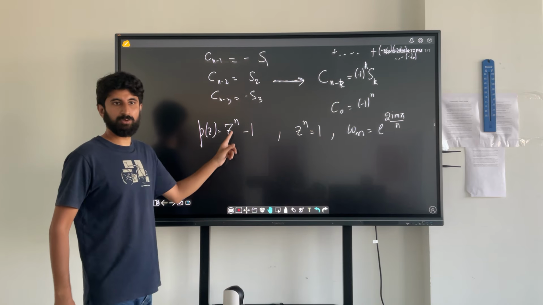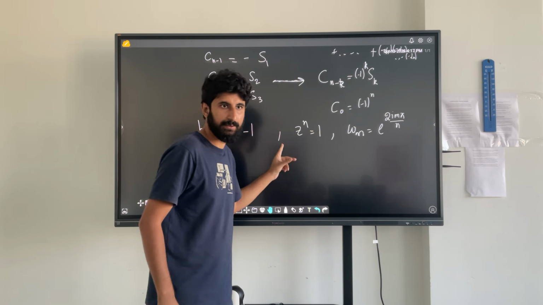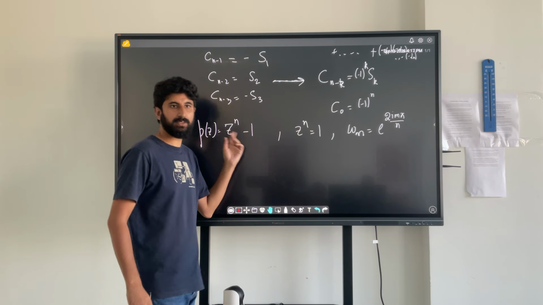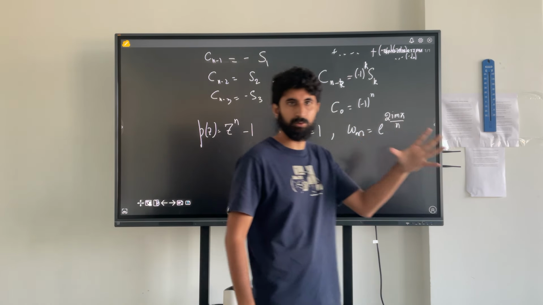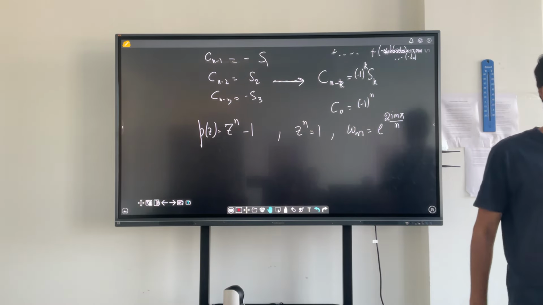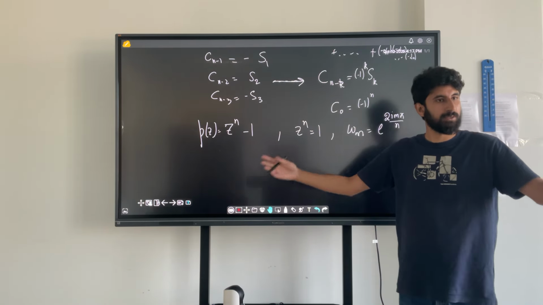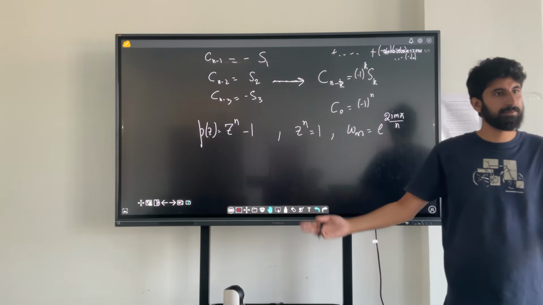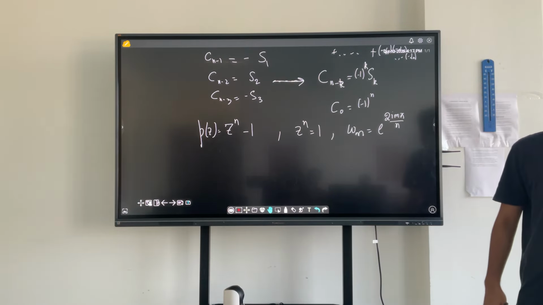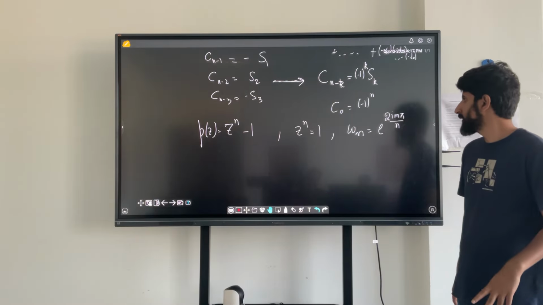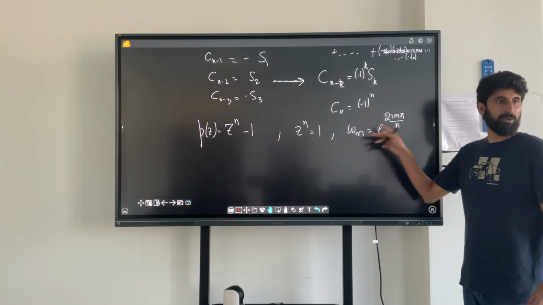What do you know here? You know the coefficients, right? Because you know the polynomial, so you know the coefficients. What is the coefficient of z to the power n? It's 1. Good. What is the coefficient of z to the power n minus 1? 0. Z to the power n minus 2? 0. Z to the power n minus 3? 0. All of them are 0. But you know the zeros also.